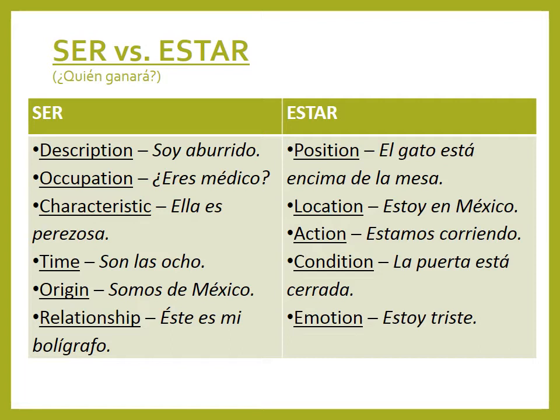Look at the first two, position and location. Position. El gato está encima de la mesa. The cat is on top of the table. Location. Estoy en Mexico. You want estar with those. Action refers to estar used in the progressive tenses with the present participle, the ando, yendo word. So estamos corriendo, we are running, refers to the action of being in progress of running.